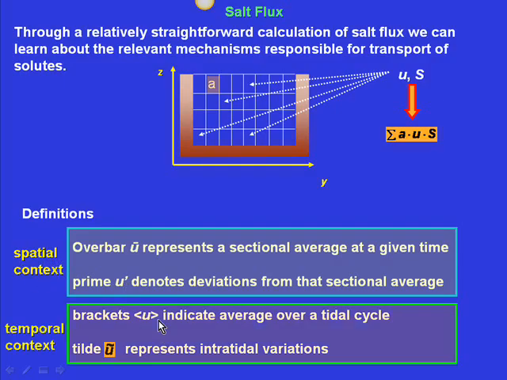And then a bracket and a tilde will have a temporal context, where the brackets will represent tidal average, and the tilde will represent a tidal fluctuation, that is, deviations from the temporal average. So keep this in mind. At the beginning, we're going to be only using overbar and prime. So we're going to talk first about the spatial context of the salt flux, and then we'll add the temporal context, okay?